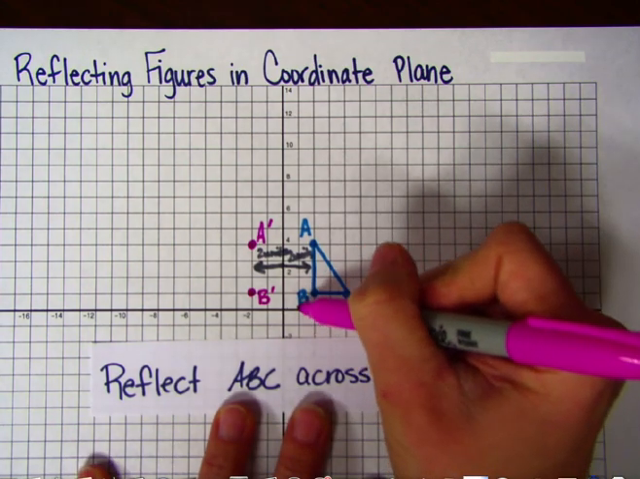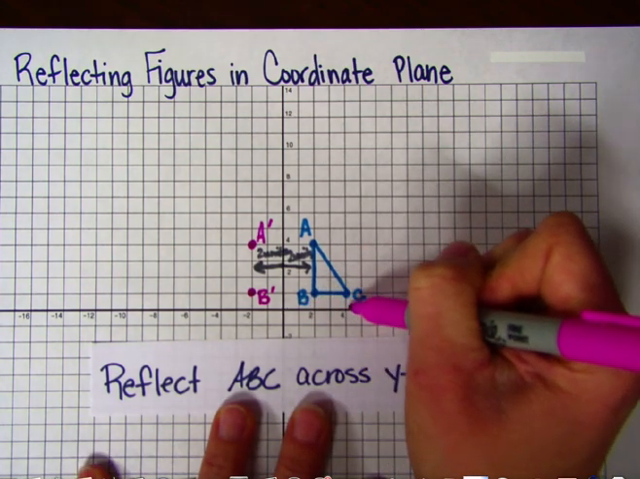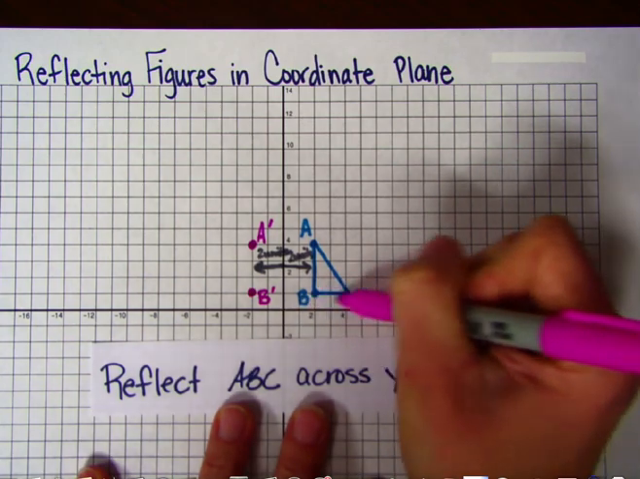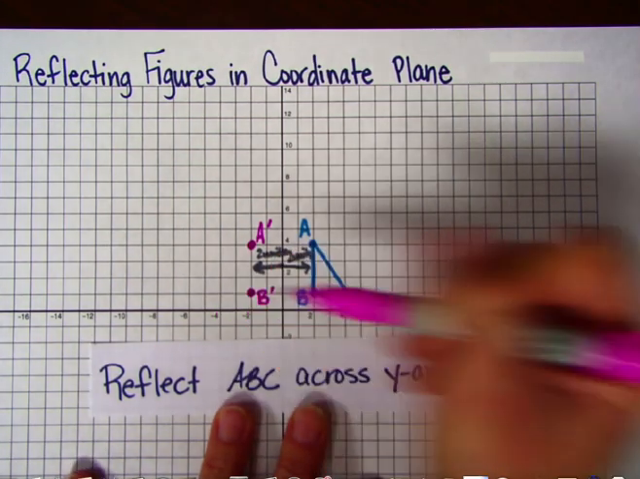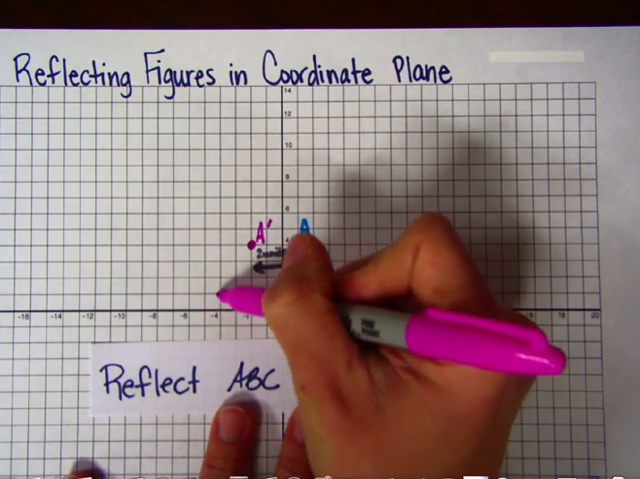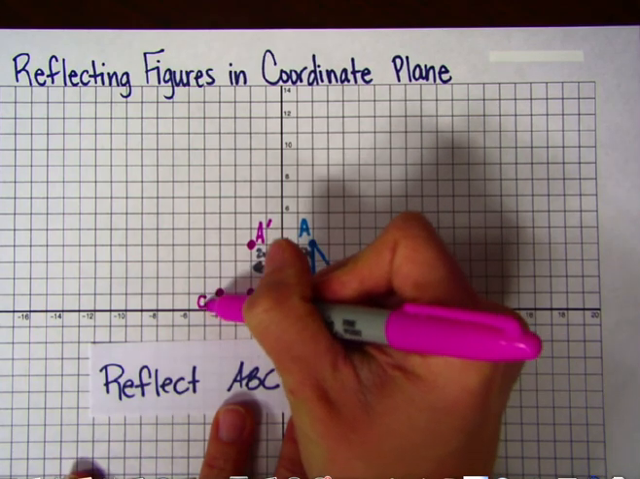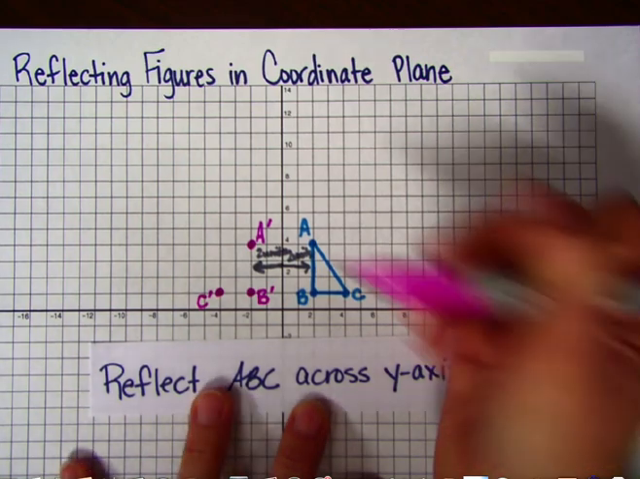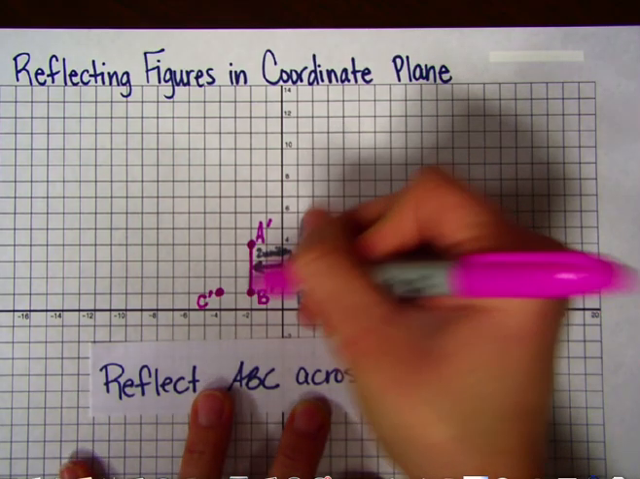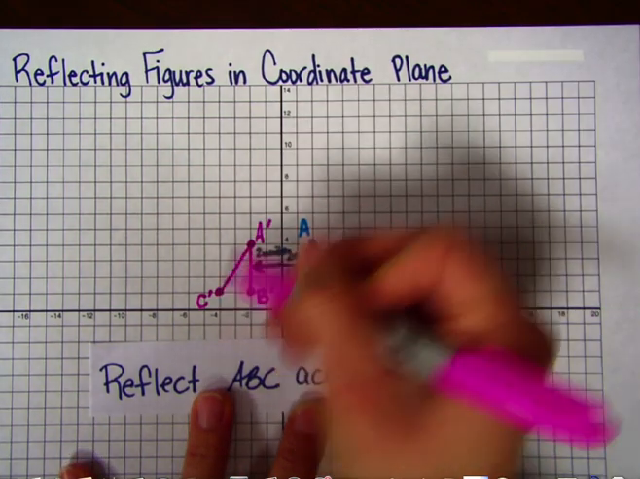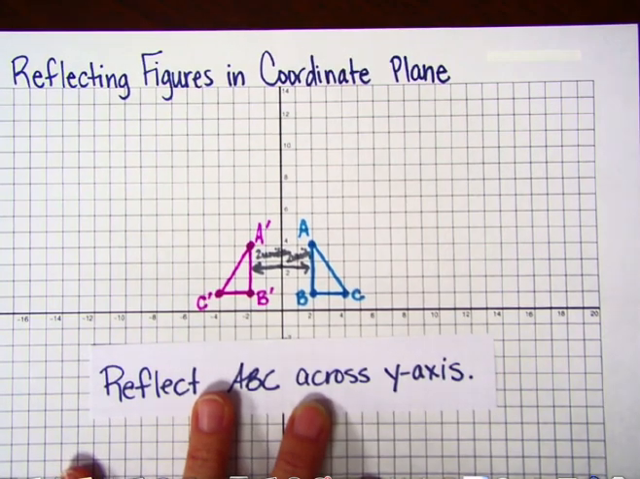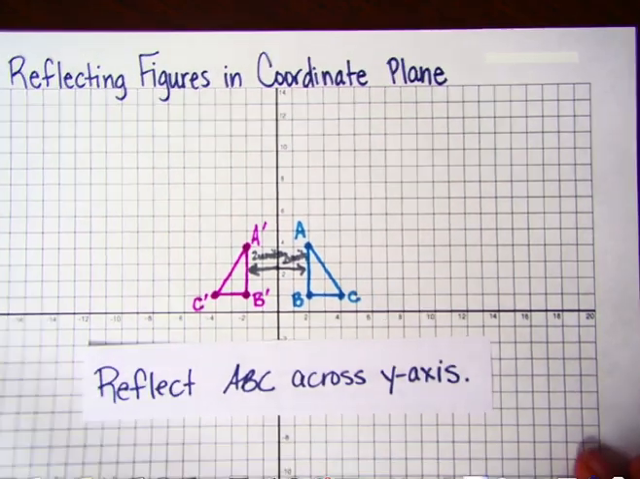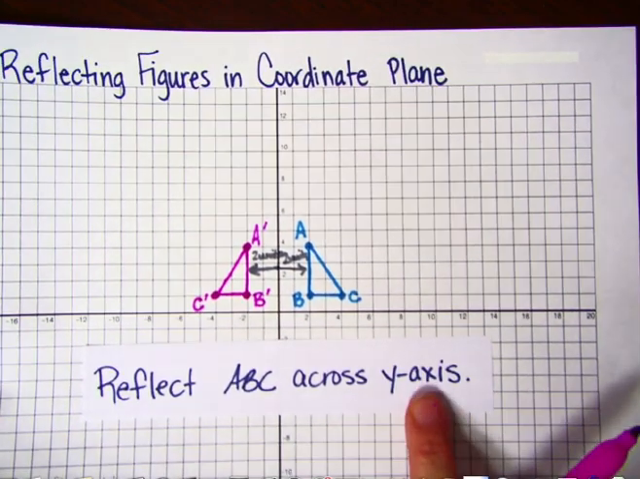C is going to go over 4 because it is 4 over here. So I'm going to go 4 over the other way. 1, 2, 3, 4. And it goes up 1. And that is C prime. If I connect them, it should look like the same triangle, but flipped over. Same distance away from Y, because I'm flipping over the Y axis. Okay?